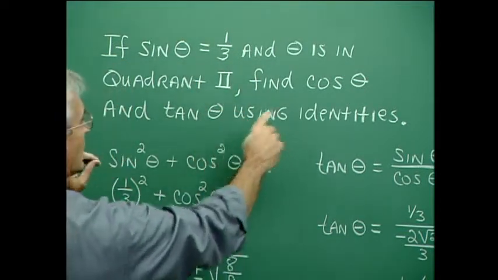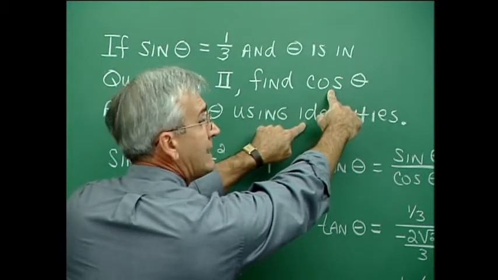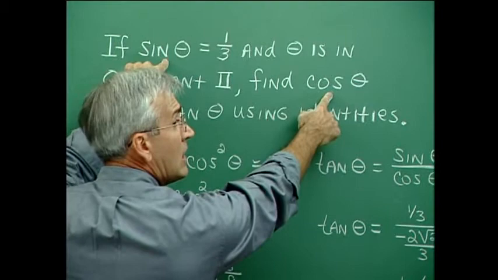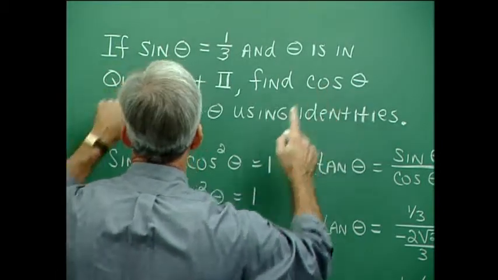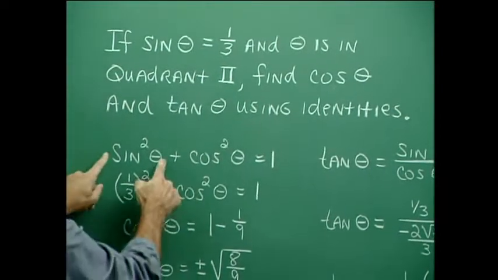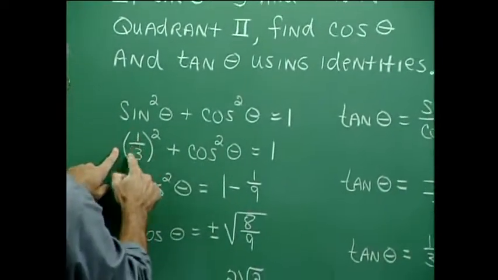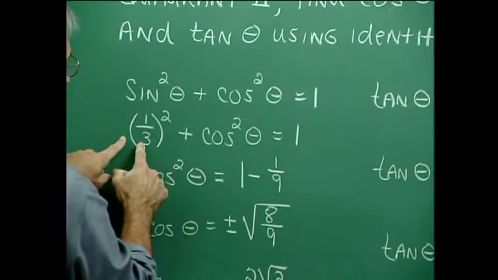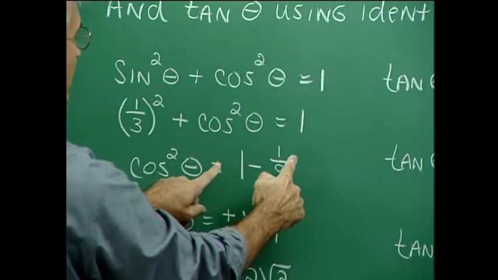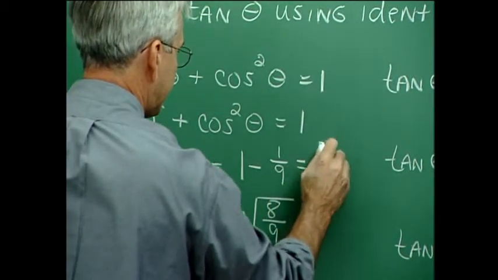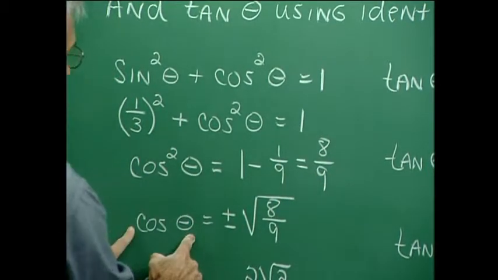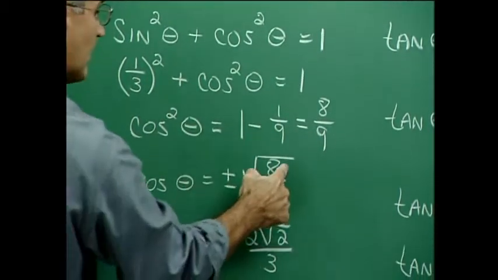Now, if we want cosine theta, and we want to use an identity, then we have to identify an identity involving cosine theta and sine theta. Well, that's the first Pythagorean identity: sine squared theta plus cosine squared theta is equal to 1. Fill in for sine theta, 1/3. So we have 1/3 squared. Now this is 1/9, so I'm subtracting 1/9 on both sides. And over here 1 minus 1/9 turns out to be 8/9. But if cosine squared theta is 8/9, then cosine theta is plus or minus the square root of 8/9.